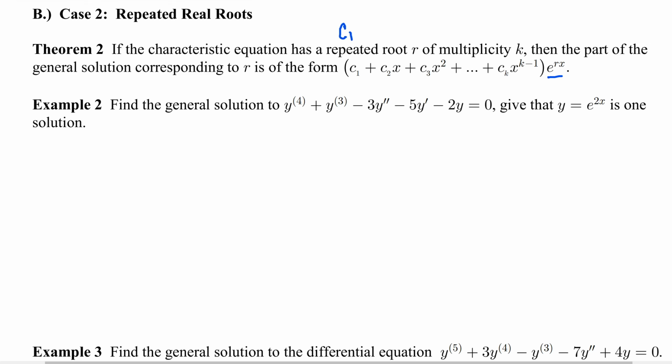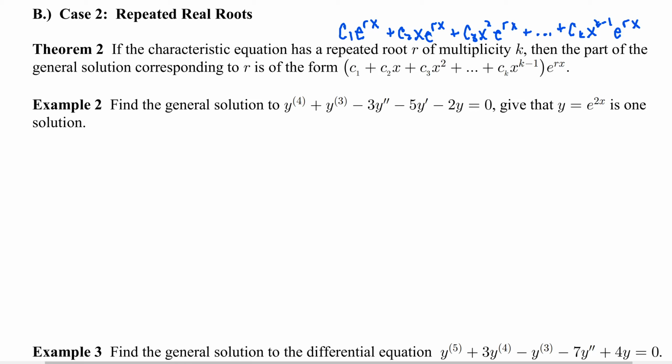It would look like C sub 1 times e to the rx plus C sub 2 x e to the rx plus C sub 3 x squared e to the rx plus, and our last term would look like C sub k x to the k minus 1 e to the rx. So let's talk about where this comes from.